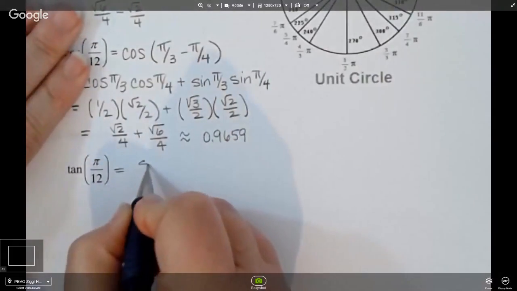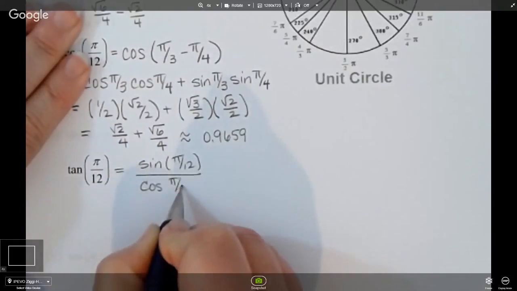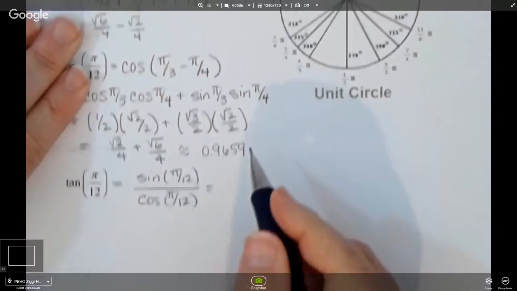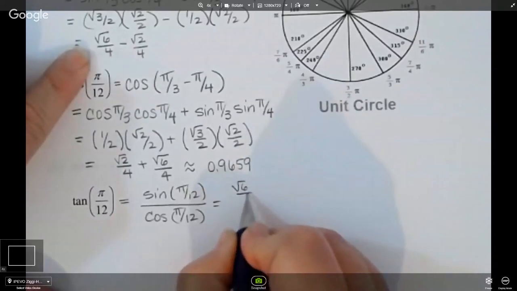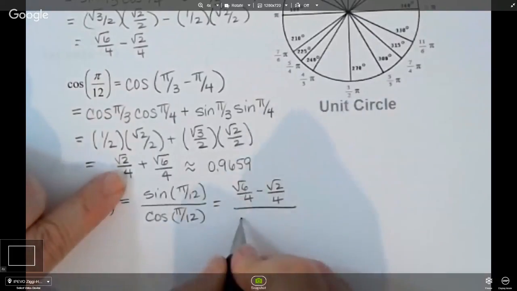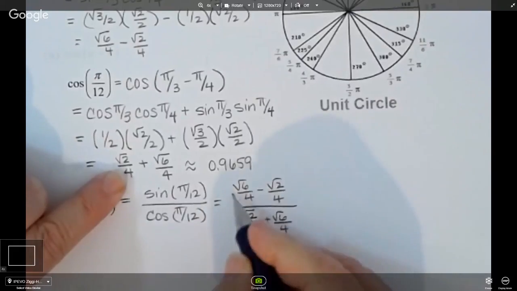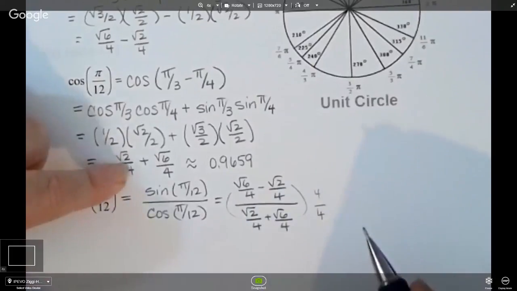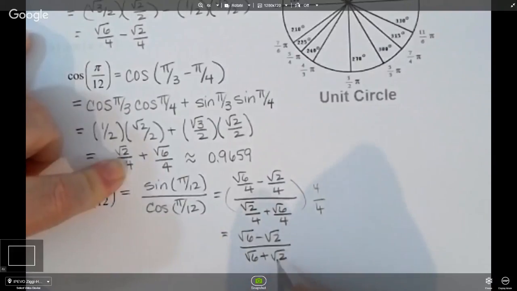All right. So the tangent of pi over 12, well, what is the tangent equal to? It's equal to the sine of pi over 12 over the cosine of pi over 12. And we happen to know those because we just calculated them. And so I'm taking the sine of pi over 12, which is root 6 over 4 minus root 2 over 4, over the cosine of pi over 12, which is root 2 over 4 plus root 6 over 4, multiplying everything by 4 over 4 to eliminate the fractions. I can get root 6 minus root 2 over, I'm just going to make this root 6 plus root 2 because it doesn't matter which order you put it in.